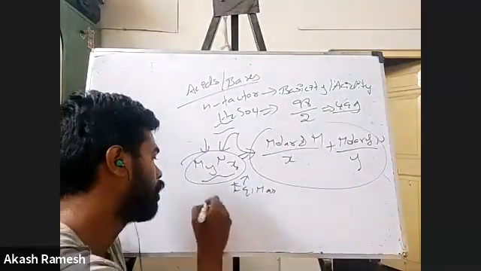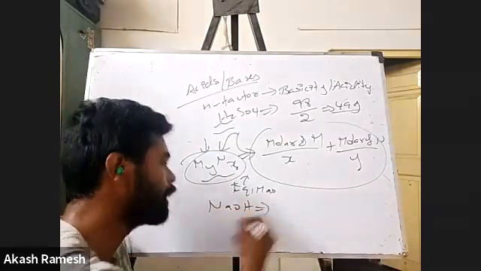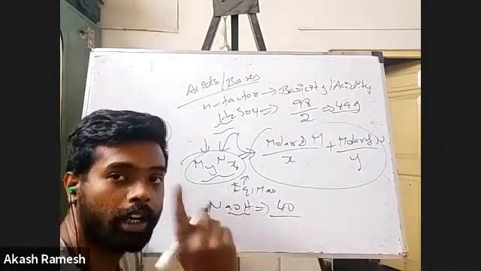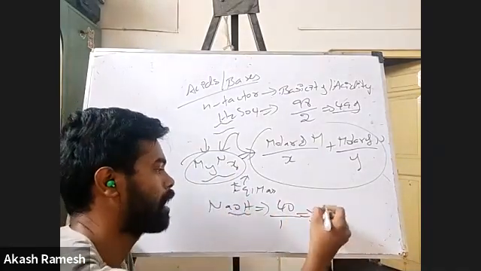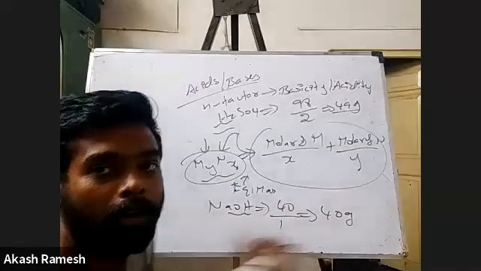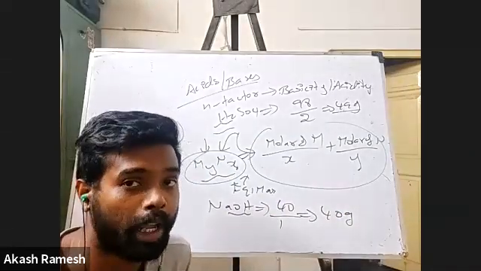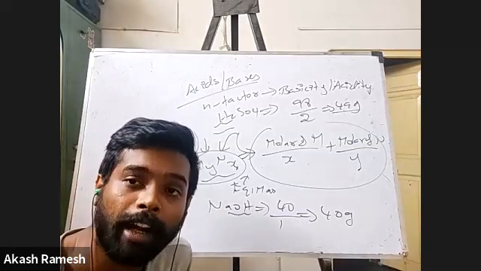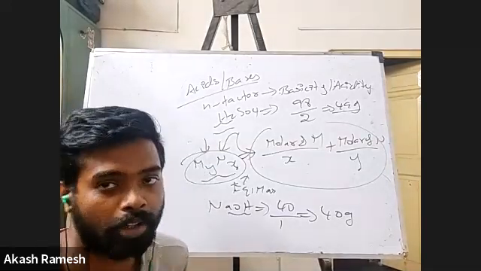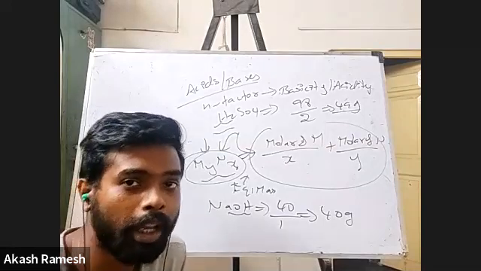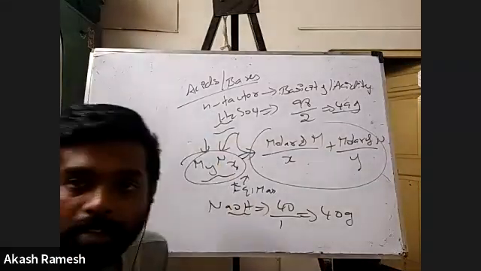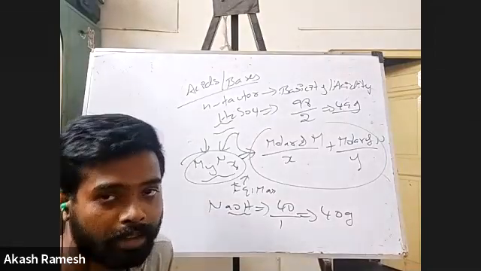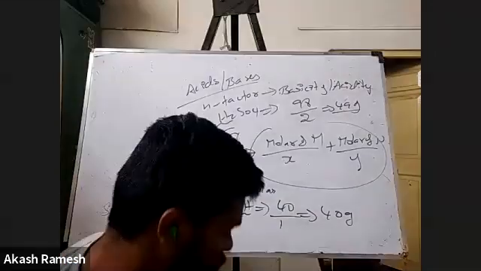And if I ask you the equivalent mass of NaOH, we know the molecular mass of NaOH is 40, and it can give only 1 OH-. So divided by 1 it will be the same, 40 grams. But if it was Mg(OH)2, you would take the molecular mass of Mg(OH)2 divided by 2, because it gives 2 OH- ions. So that is for acids and bases, the equivalent mass of acids or bases.